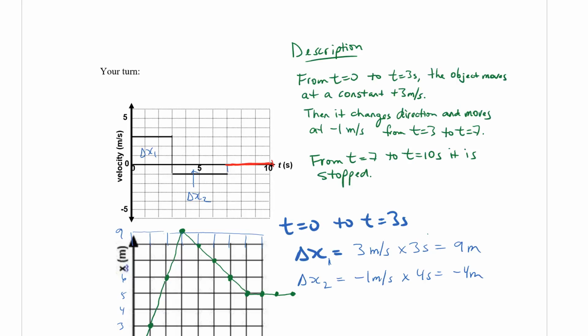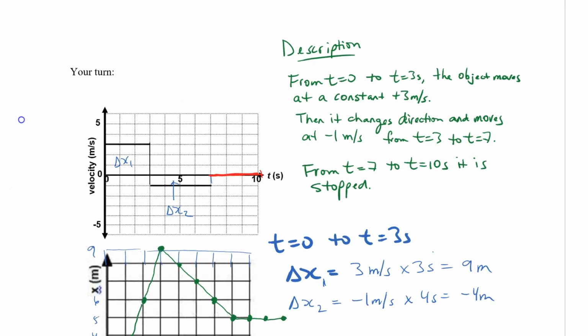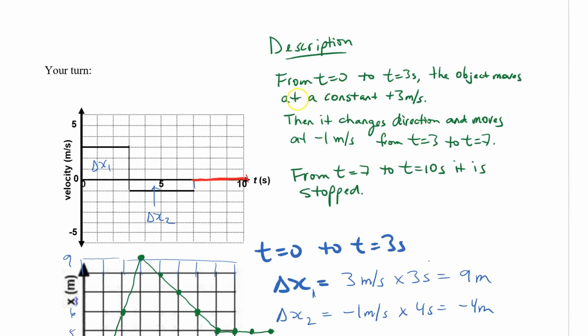All right, so your answers might be a little bit different. Again, I went with the assumption that it started from the origin. My description I wrote slightly different. I said from t equals 0 to t equals 3 seconds, the object moves at a constant 3 meters per second. Then it changes direction because it goes from positive to negative and moves at negative 1 meters per second from t equals 3 up until t equals 7. From t equals 7 to t equals 10, it is stopped.